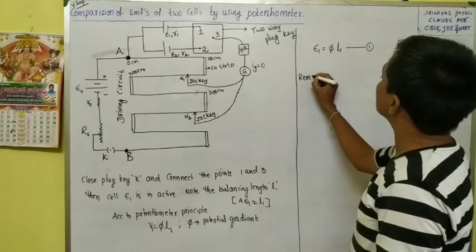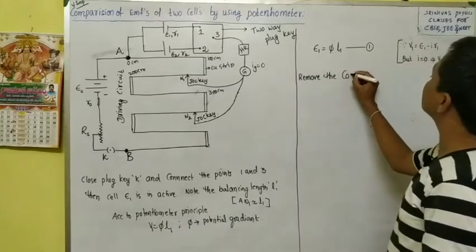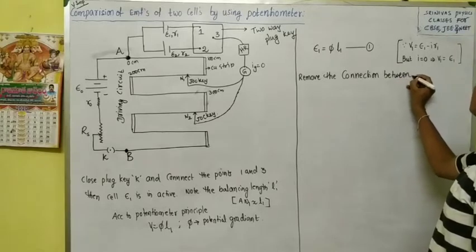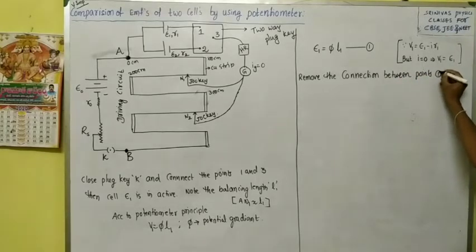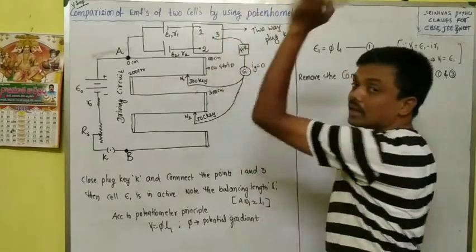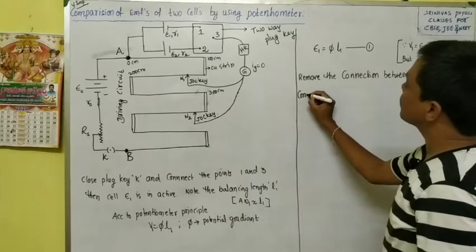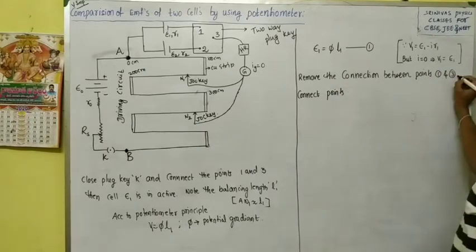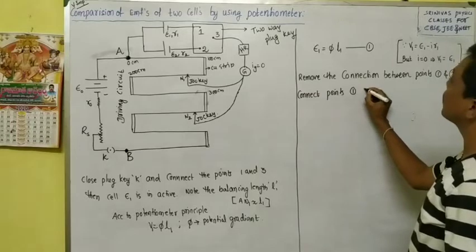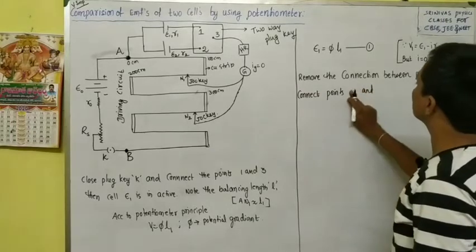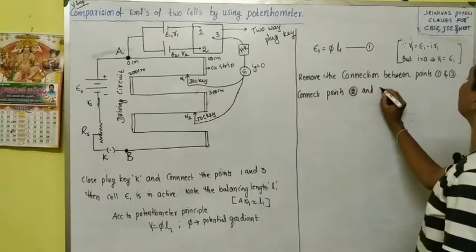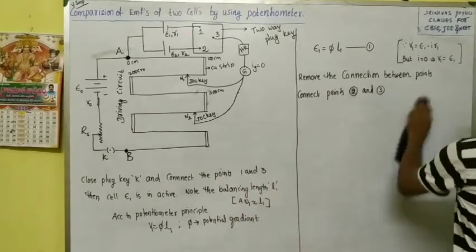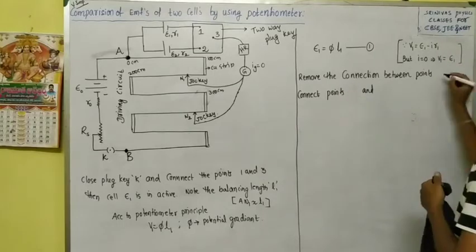Remove the connection between points 1 and 3. Points 1 and 3 are connected, that we can remove now. Okay. Connect points 2 and 3. Sorry, 1 is not 2. Connect the points 2 and 3. Right, now we can connect the points 2 and 3. Remove the connection between the points 1 and 3. Now connect the 2 and 3. Okay.